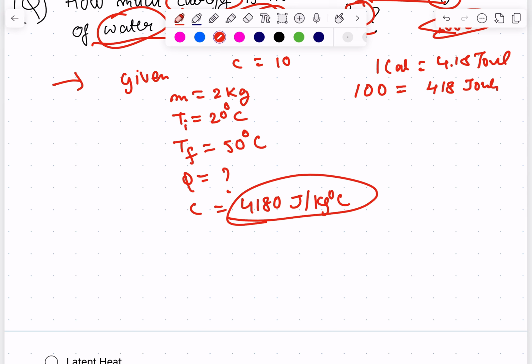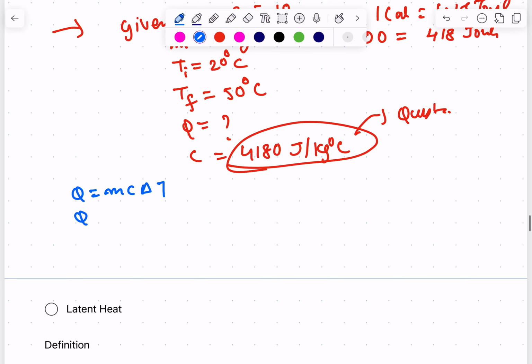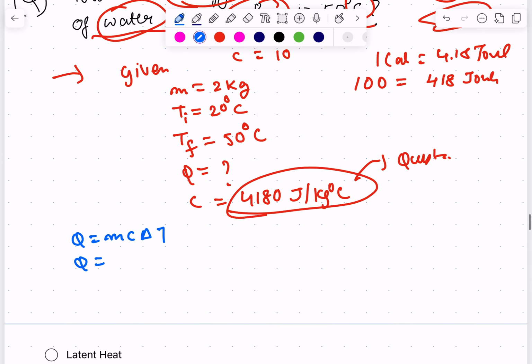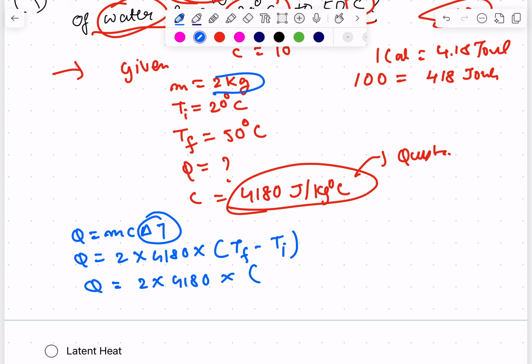Okay, so this thing they will give you in the question, so you don't have to remember. Anyways, let's come back. So the formula is Q equals mcΔT. Q is what you have to find. M is what they have given, the mass is 2 kg, 2 into... what is C? 4180. What is ΔT? ΔT means T final minus T initial. So Q equals 2 into 4180 into T final minus T initial, which means 50 minus 20.